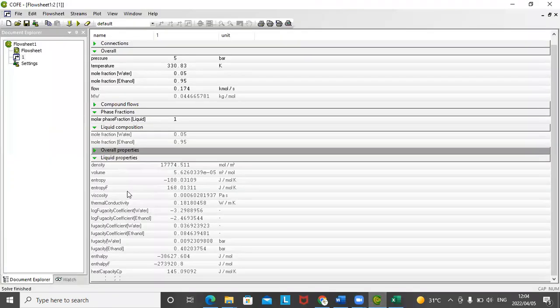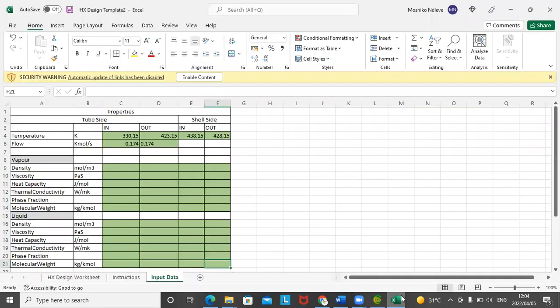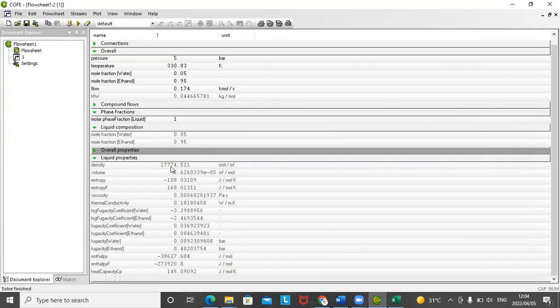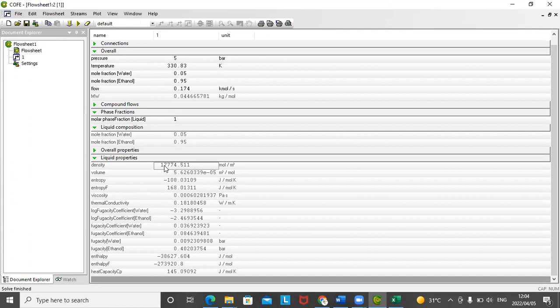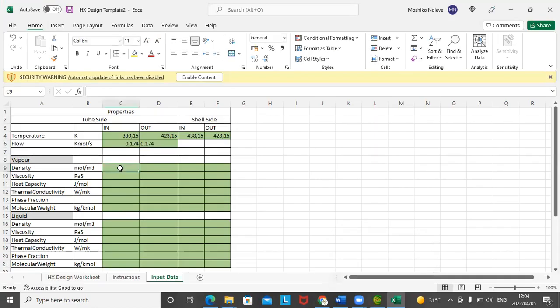So first thing, we'll pick up our density. So our density here happens to be given in moles per meter cubed. We want it in moles per meter cubed, so that's the right value. It doesn't allow you to copy and paste. So let's just write them down. Let me see if it doesn't allow you to copy and paste. Okay, it doesn't. So 17774.51. That's the first value. So let's be careful not to put that in the wrong place.